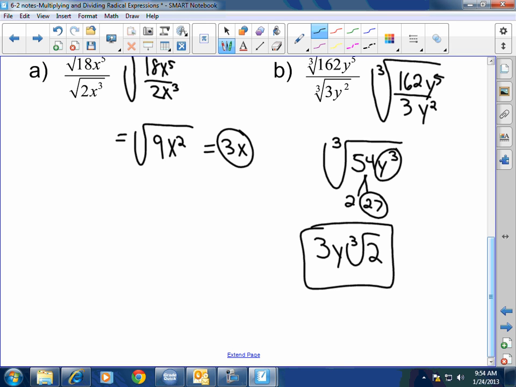The question was, what's the cube root of 7x to the 5th divided by the square root of 8x to the 3rd? You can't do it. You wouldn't be able to divide those. In order to multiply or divide, you have to have the same index. Thank you. May I continue?